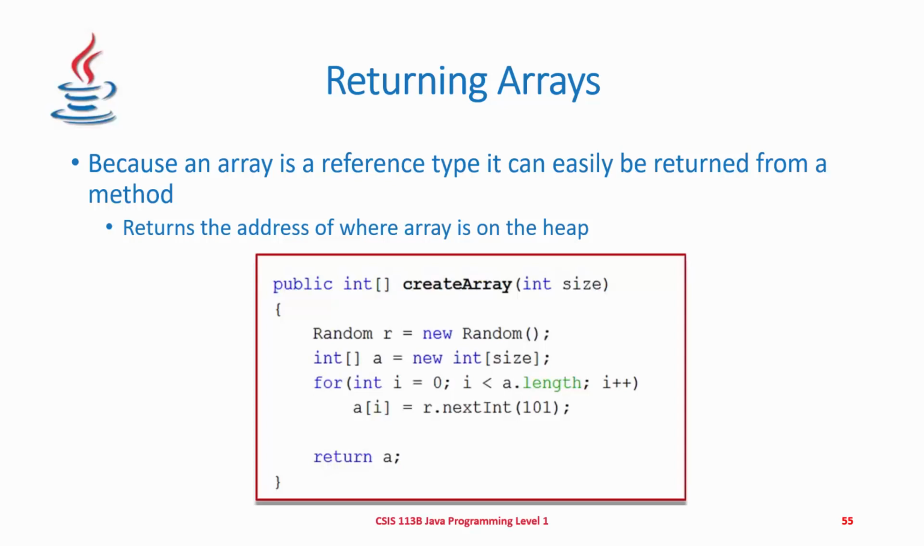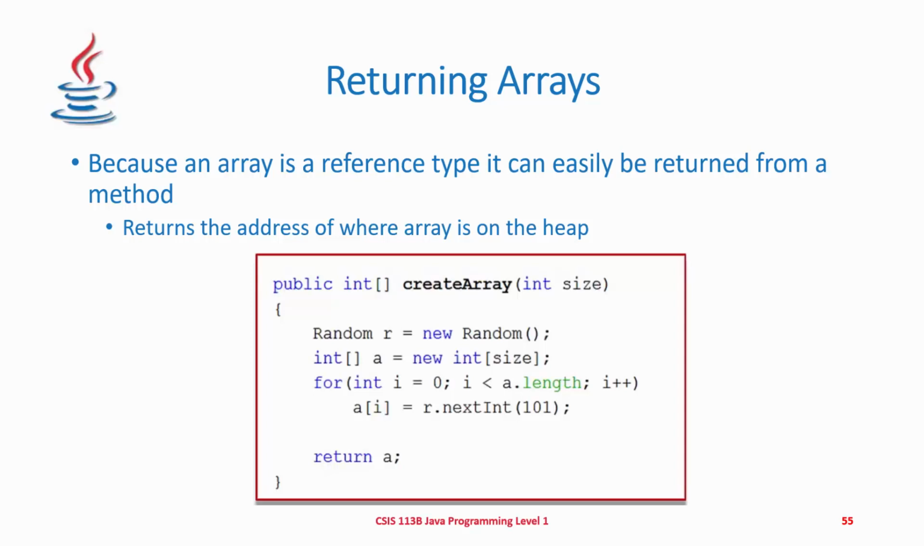So again, we're just using a random number generator to assign the values that are going to be stored in the array. Notice when we declare the array here, it's going to be of int type, it's going to be named A, and then again we use the new keyword and then int, but in the square brackets, instead of an actual value, now we're using that size parameter. So that's what gives us the flexibility to create arrays of any size in this method.